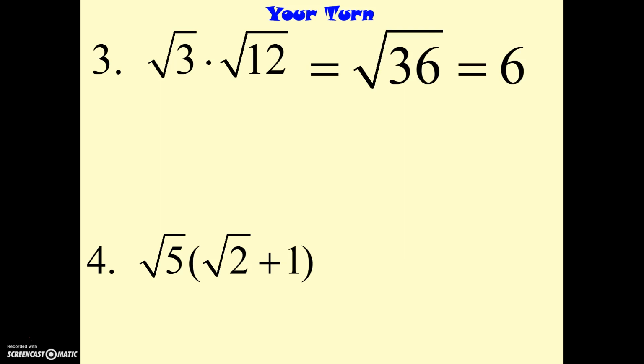And on number 4, radical 5, we're going to distribute again. Radical 5 times radical 2 will be radical 10. And radical 5 times 1 will be radical 5. And now I would leave that as my answer. There is nothing else that I can do.